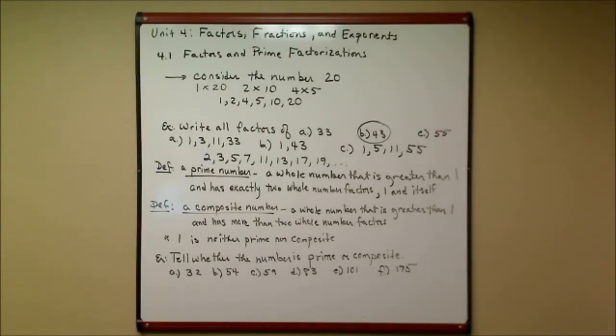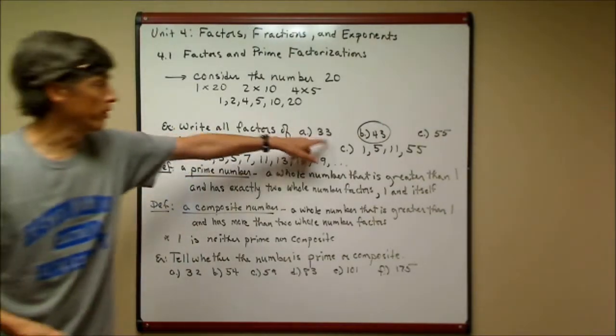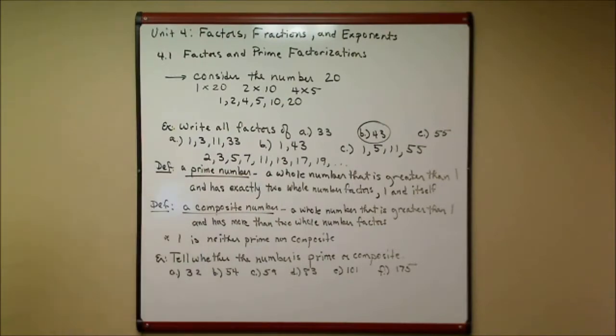Now, a composite number is kind of the prime number's counterexample, if you want to think of it that way. It's the ones that aren't prime. A composite number is a whole number greater than 1 and has more than two whole number factors. So the numbers 33 and 55 are both composite numbers because besides 1 and 33 or 1 and 55, we know 11 divides into both of those. So even if you have just one more factor, then it's considered a composite number.